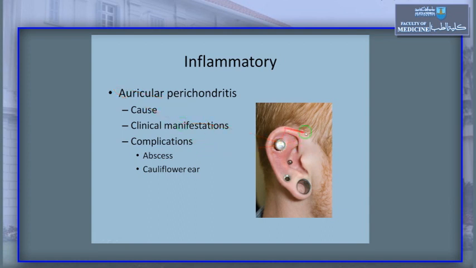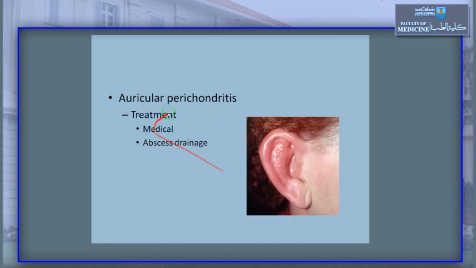So the problem with this perichondritis is that it can cause necrosis of the cartilage, it can lead to abscess formation, it can lead to cauliflower ear deformity. So to treat it, we need to apply antibiotics. Typically, the organism here is Pseudomonas aeruginosa, so we need to give antibiotics that cover Pseudomonas.